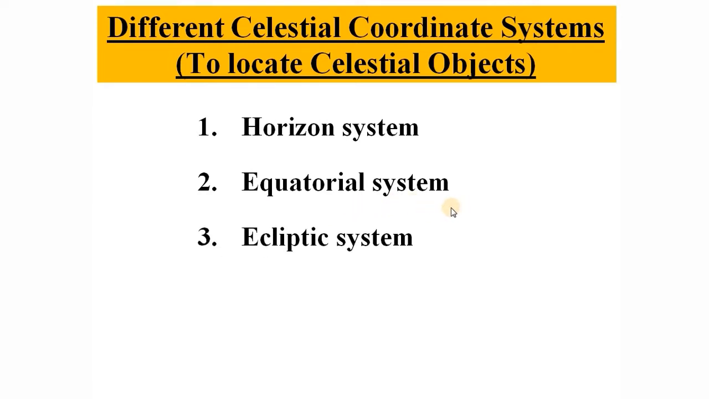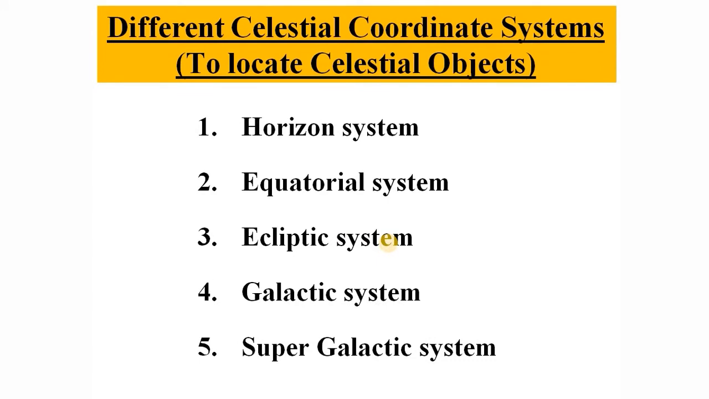And the third one is called the ecliptic system or ecliptic coordinate system. And the fourth one is called the galactic system. This is much more advanced than the earlier three. And we have the latest one called the supergalactic system. Okay. These are the five major coordinate systems used to locate extraterrestrial objects.